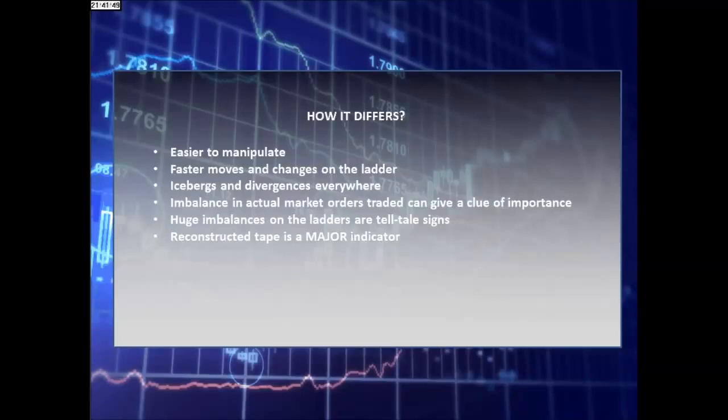So basically my recommendation is configure for gold something like 50 contracts for iceberg and 50 for divergence, and probably the same or a little bit more for crude, because you only want to hear them when the really big things appear, but you will see that anyways. Imbalance in actual market orders traded can give you a clue of importance.